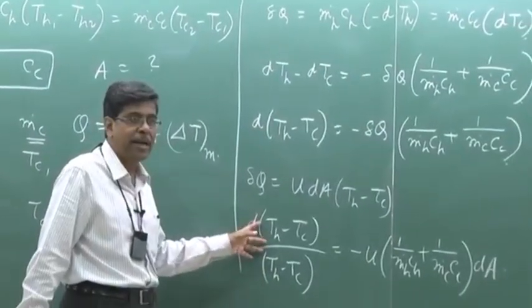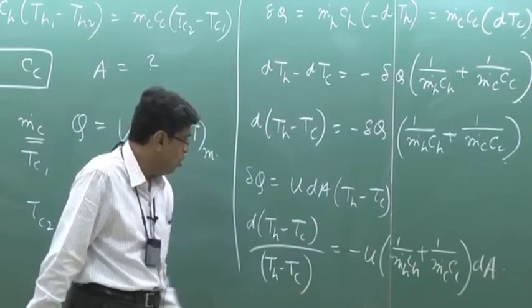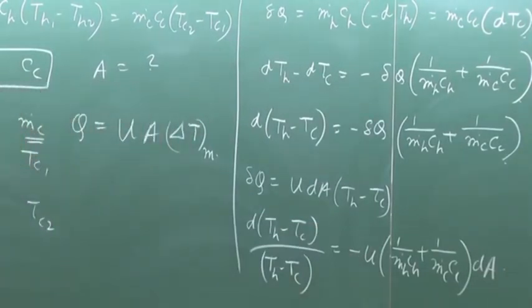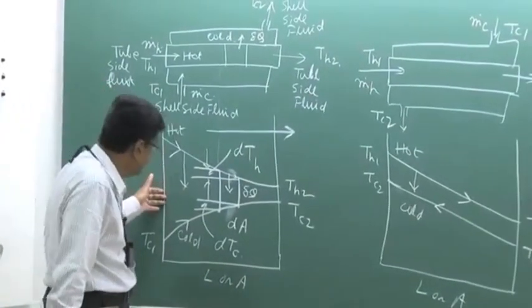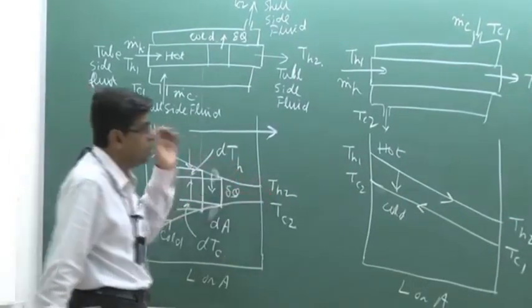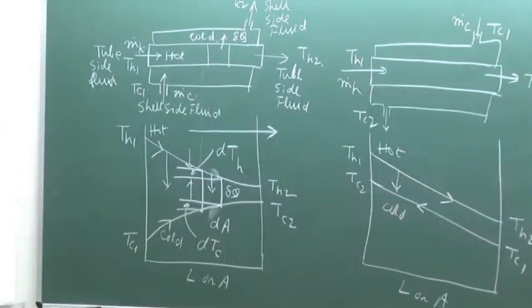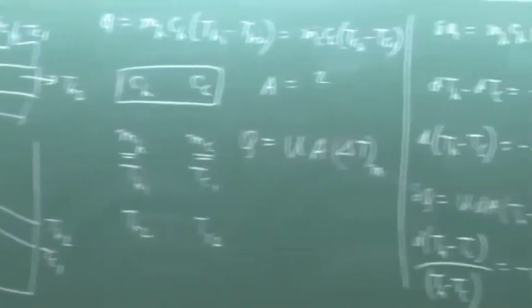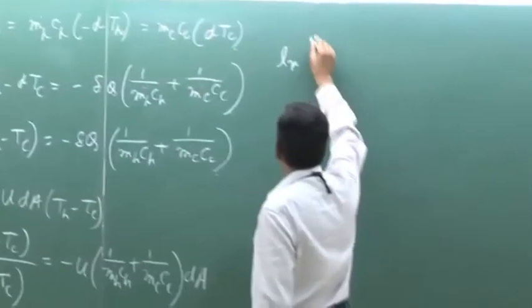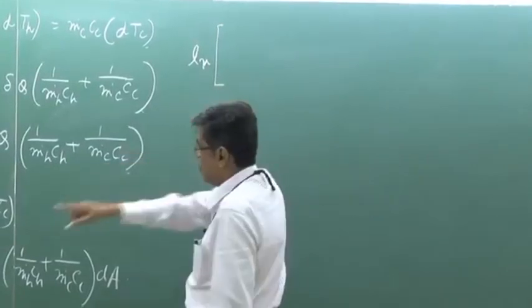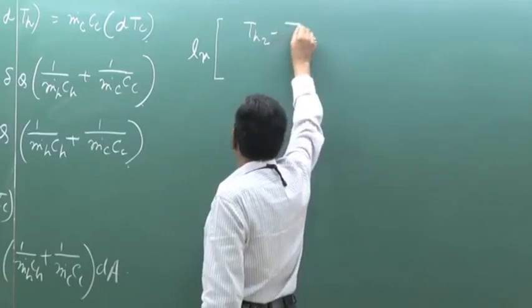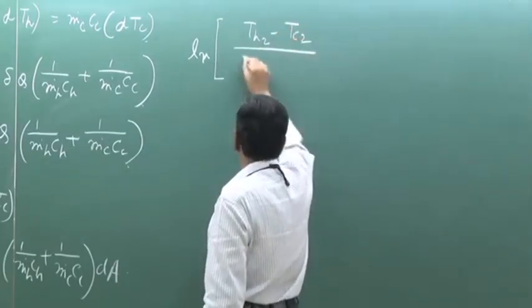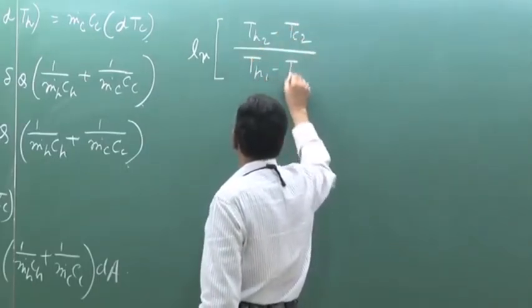Now if you integrate both these sides with respect to dA, the left side represents the temperature difference. This is the way it is expressed between this inlet and outlet with respect to this parallel flow heat exchanger. Then the left hand side becomes ln of (TH minus TC), it will be (TH2 minus TC2) divided by (TH1 minus TC1).